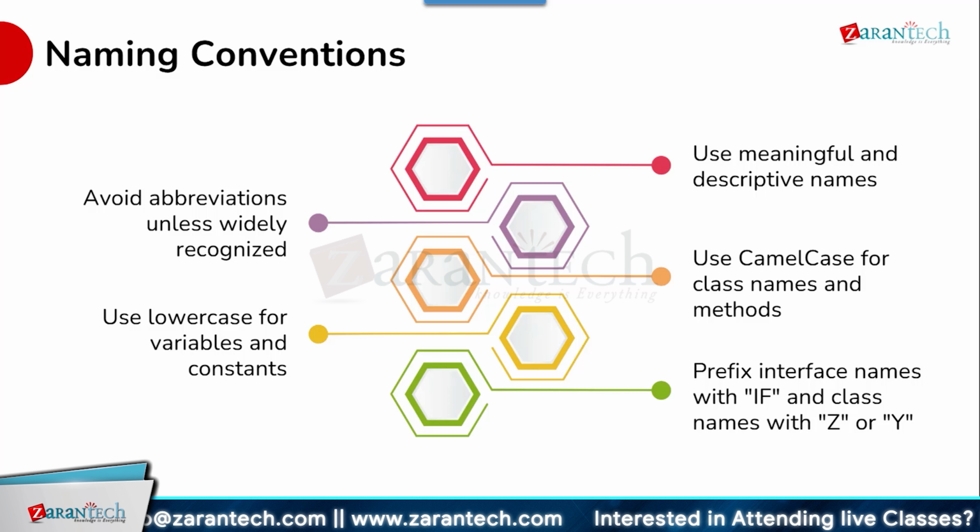Use camel case for class names and methods. A class name like order processor reads easily, as does a method called calculate total. For variables and constants, stick with lowercase. So instead of using full uppercase for the names, use lowercase for variables and constants. And finally, consider prefixing interface names with IF and class names with Z or Y to make their roles clear at a glance. This approach streamlines understanding across the teams.